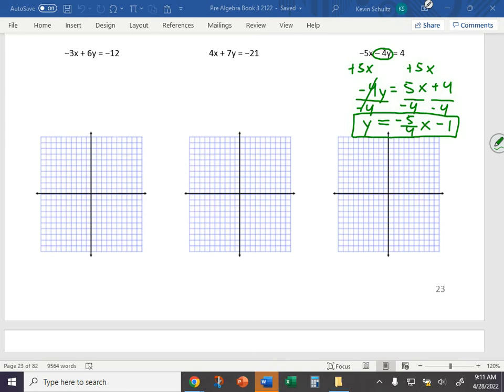Okay? So how do we graph this? Shane? Oh, do you have a question? I just have a question. Can we do the one up above it? Let's finish this one first, because we're not done yet, right?